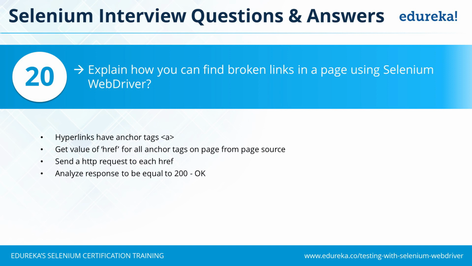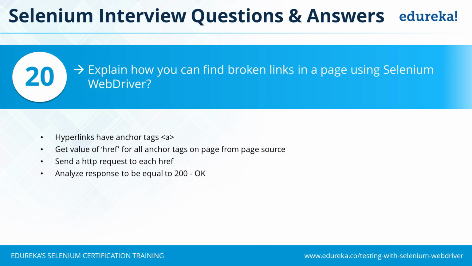Then using Java methods, I'll send an HTTP request to each of the hrefs on the page. Whenever the link is correct, once I call that link using the get method, it will return me a status of 200 OK. So 200 OK denotes that yes, everything is fine. If you have any other status than 200 OK, that means there is something wrong with that link. So you can segregate the links which have 200 OK as correct links navigating to the page, whereas the links which get a status other than 200 can be categorized as broken links.